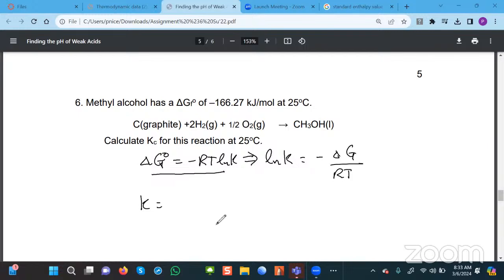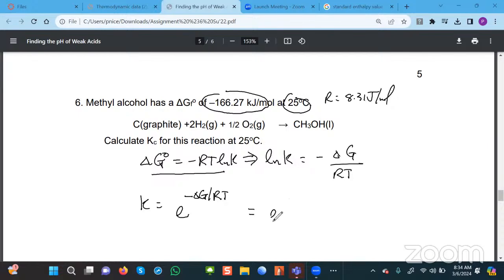What do you call that? Inverse of the natural log. E, exactly, raised to the minus delta G over RT, all right? So basically, they gave us delta G, right? They gave us T, and we know what R is. R is equal to 8.31 joules per mole Kelvin. So we have all that we need in order to answer this question.